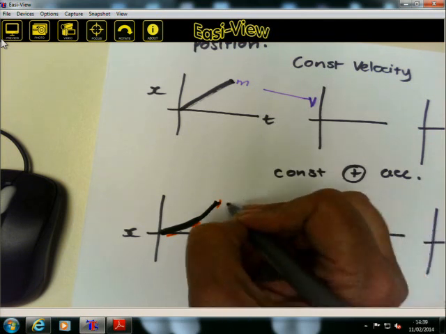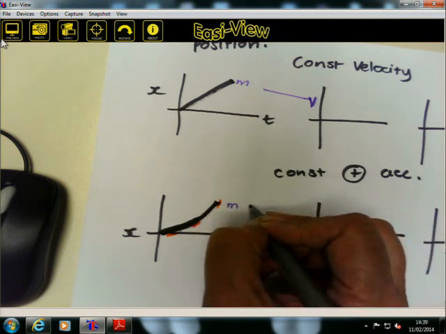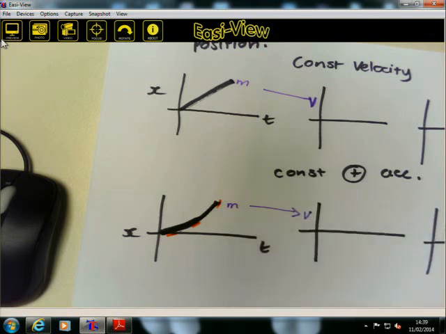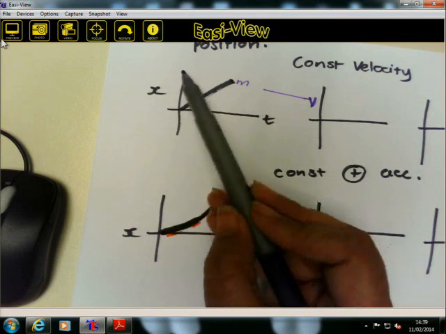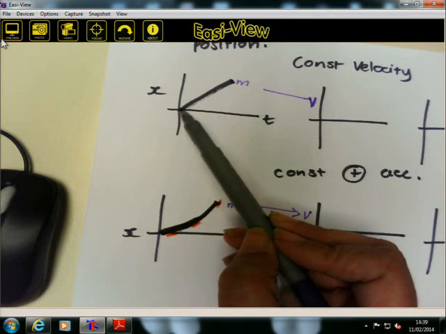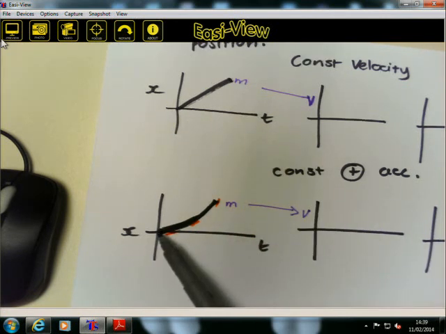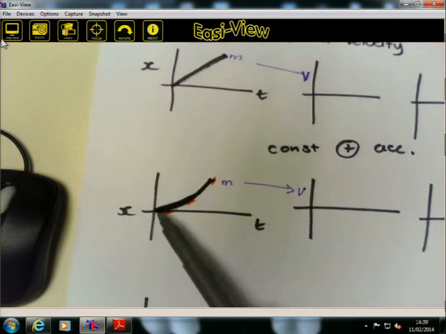Once again, the gradient of the tangent to that graph will give us velocity. We're going to get to that later. Remember, they said to us that where we cut the y-axis, in this particular case, my initial velocity would have been 0. My initial velocity here also would have been 0.